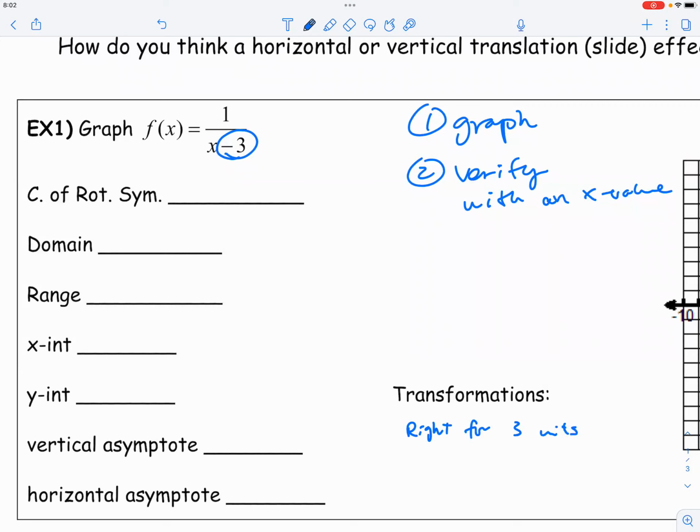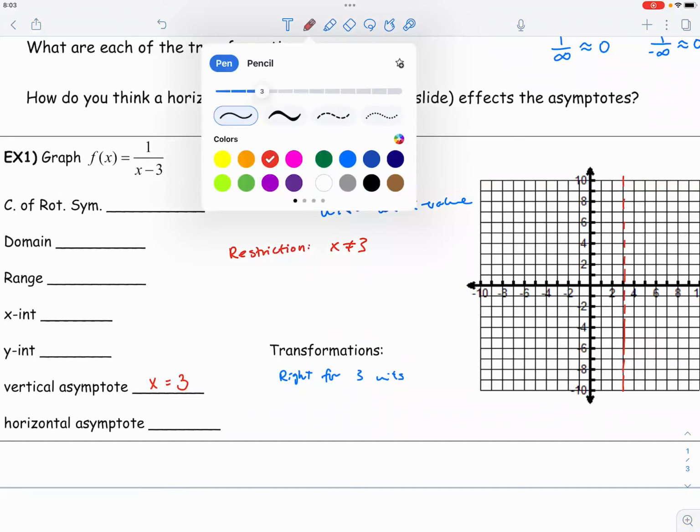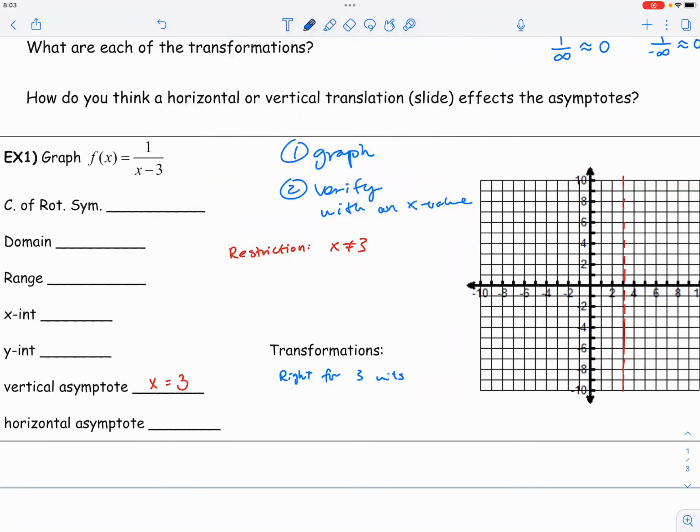So let's go ahead and draw our vertical asymptote right here. Okay. That's our vertical asymptote. Now the center of rotational symmetry, well, it was 0, 0, right? But now we have moved to the right for 3 units, so that becomes 3, 0. Okay. Now we don't plot it on the graph, we just know where it is at.